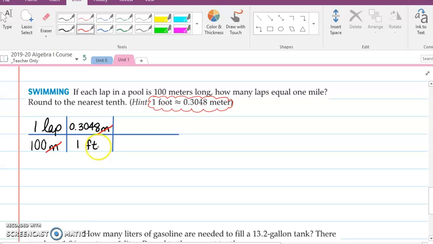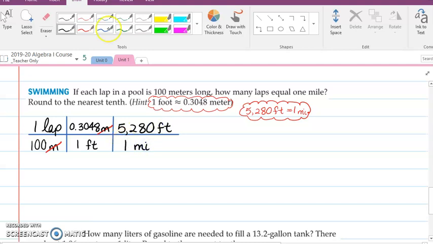Now I need to take feet to a mile, and we do have a conversion factor for that. We know that there are 5,280 feet in 1 mile. So I need to place this conversion factor in my chart in such a way that the feet cancel. So 5,280 feet in 1 mile. The feet cancel. I'm left with miles, which was my goal.